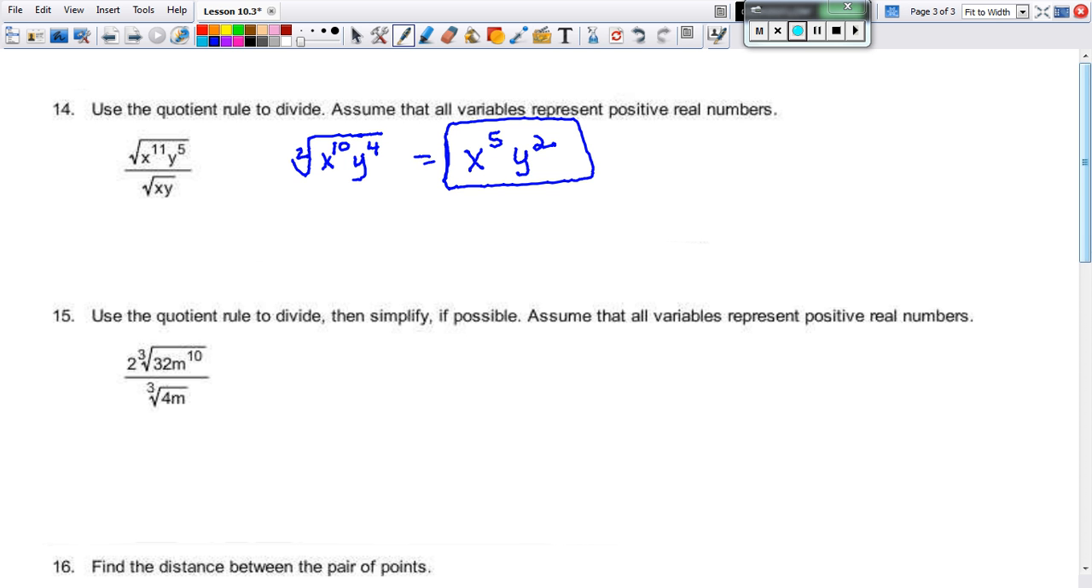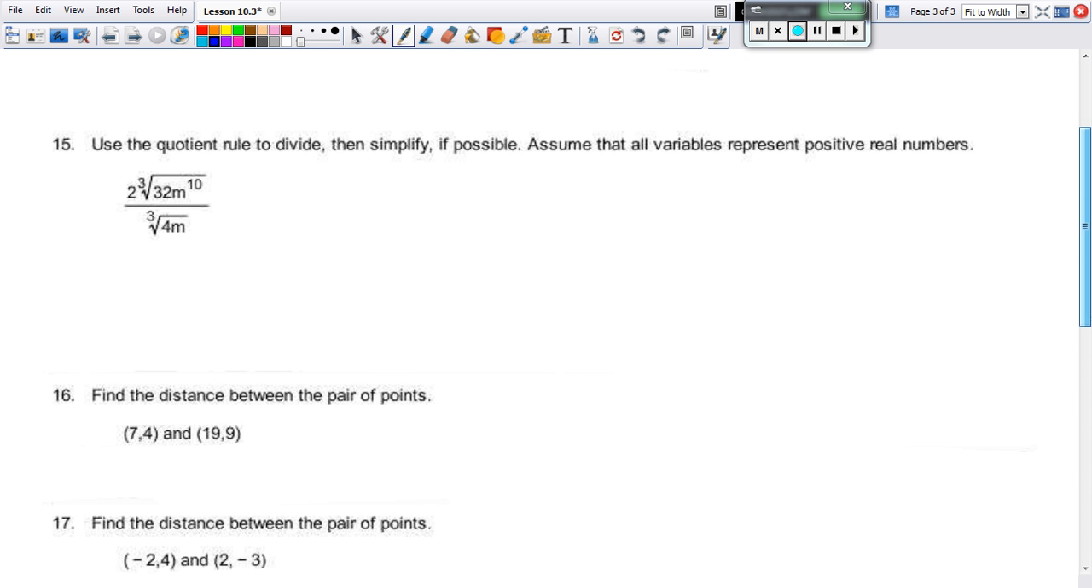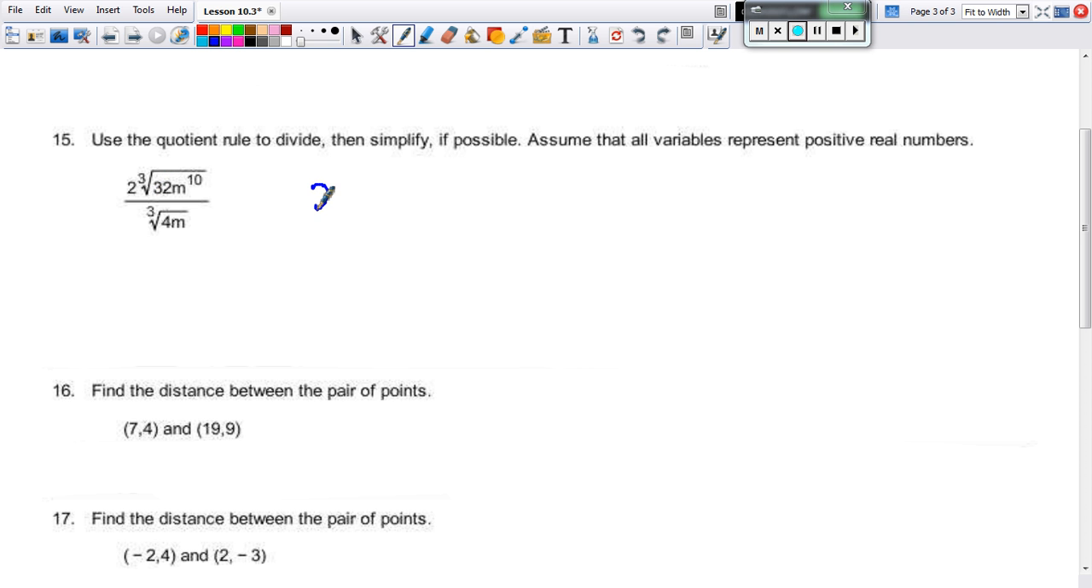Okay, on the next one, I have my 2 out front. I have the cubed root. Okay, 32 divided by 4 is 8, and for my m's, 10m take away 1 is 9. Okay, the cubed root of 8. Well, 1 cubed is 1, and 2 cubed is 8.